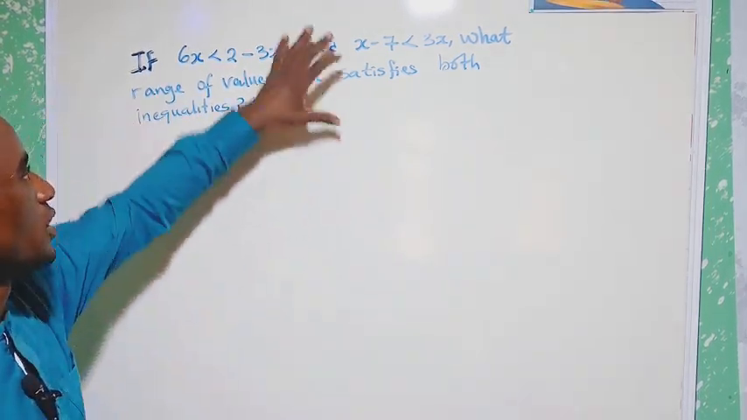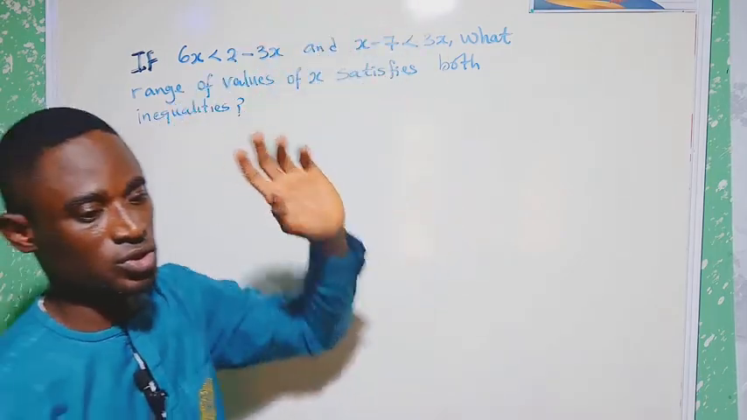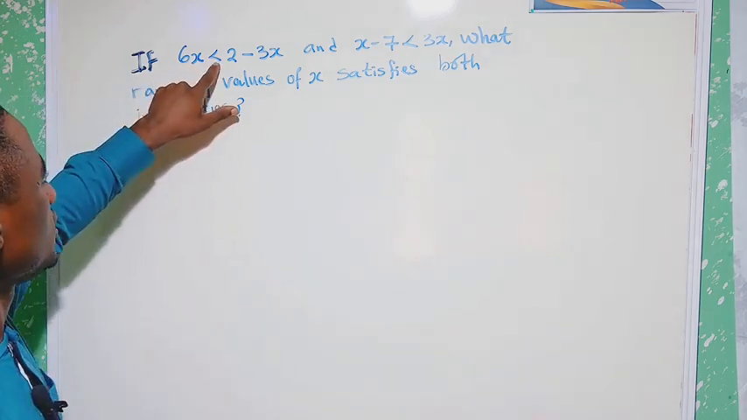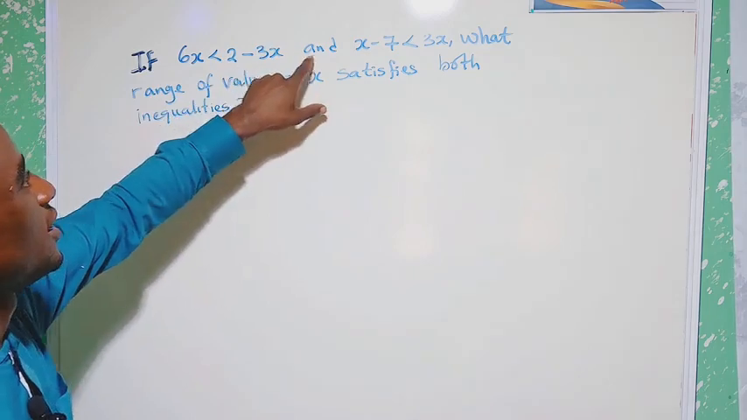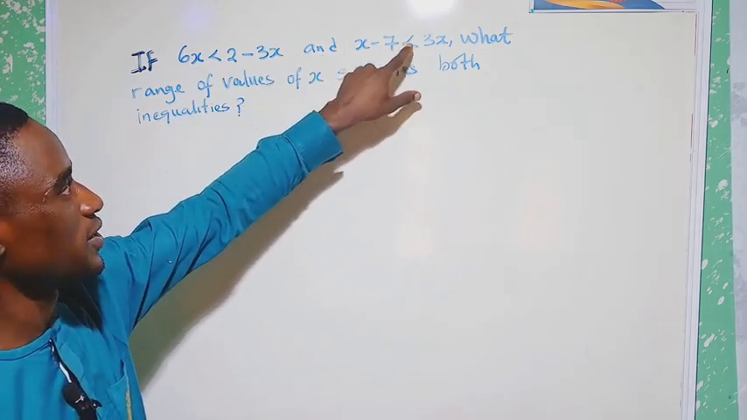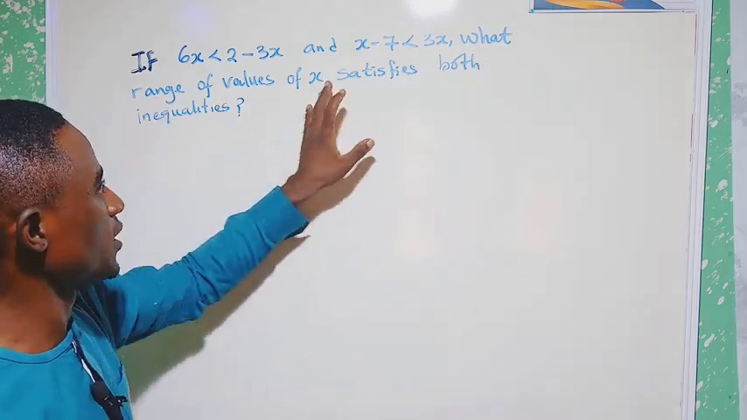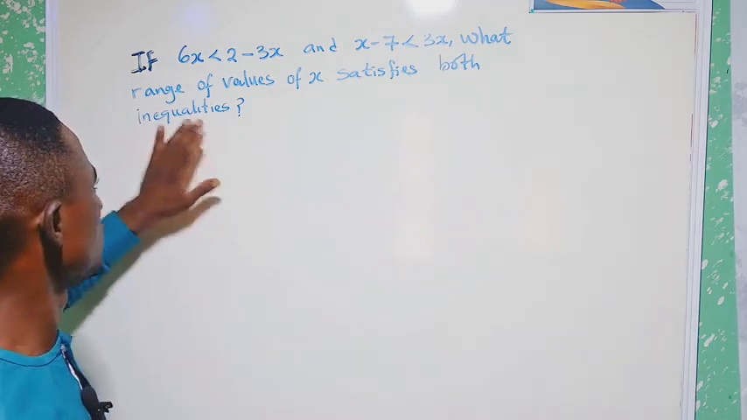We have an inequality question here that we want to quickly solve. The question says, if 6x is less than 2 minus 3x and x minus 7 is less than 3x, what range of values of x satisfies both inequalities?